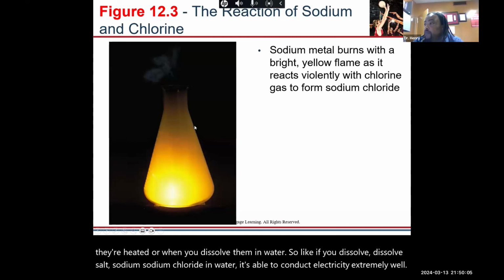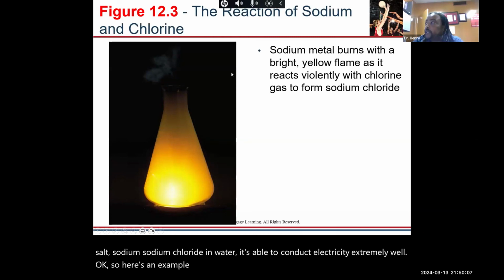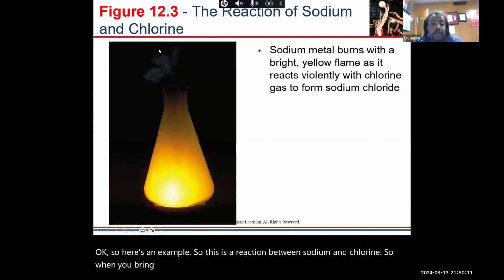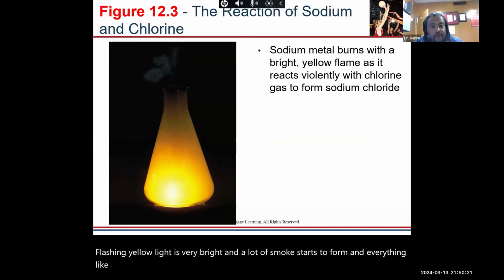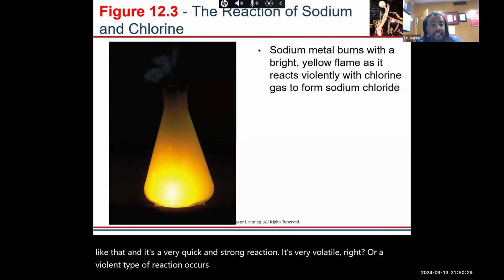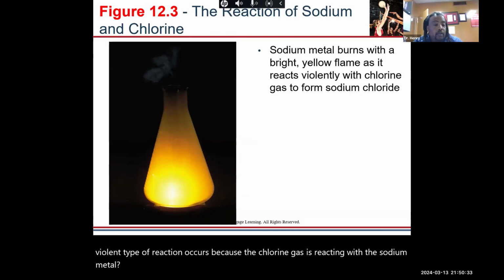Okay, so here's an example. This is a reaction between sodium and chlorine. When you bring sodium and chlorine together, you get this really nice flashing yellow light. It's very bright, and a lot of smoke starts to form. It's a very quick and strong reaction. It's very volatile, a violent type of reaction, because the chlorine gas is reacting with the sodium metal and you're forming sodium chloride.